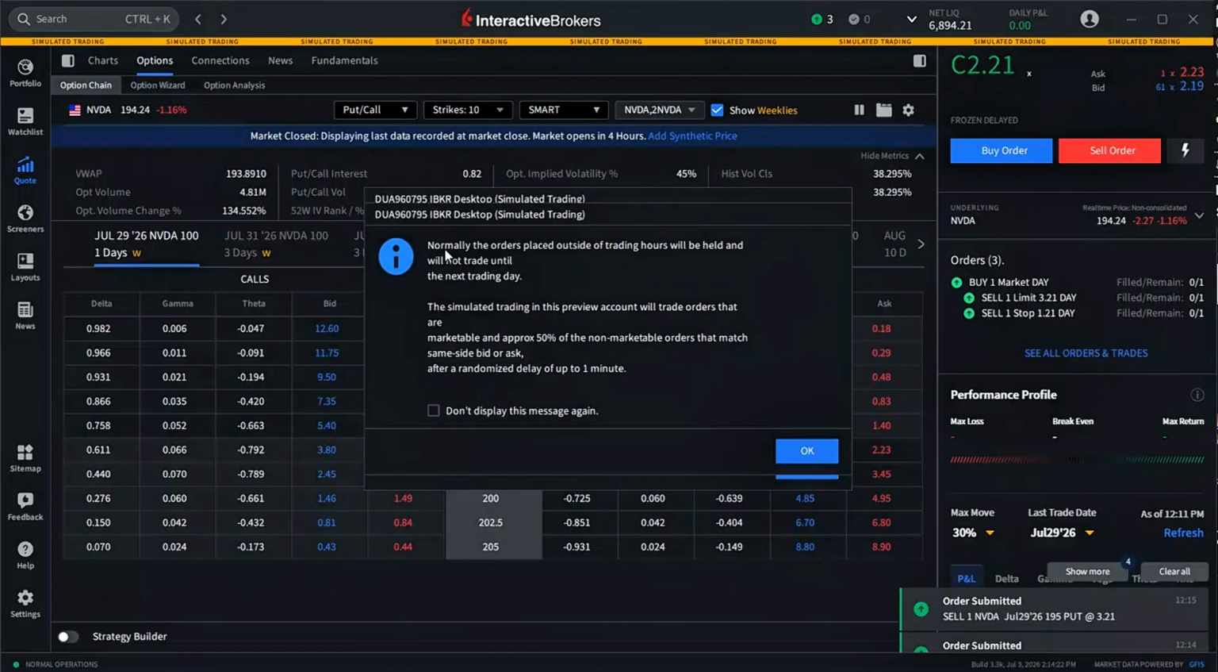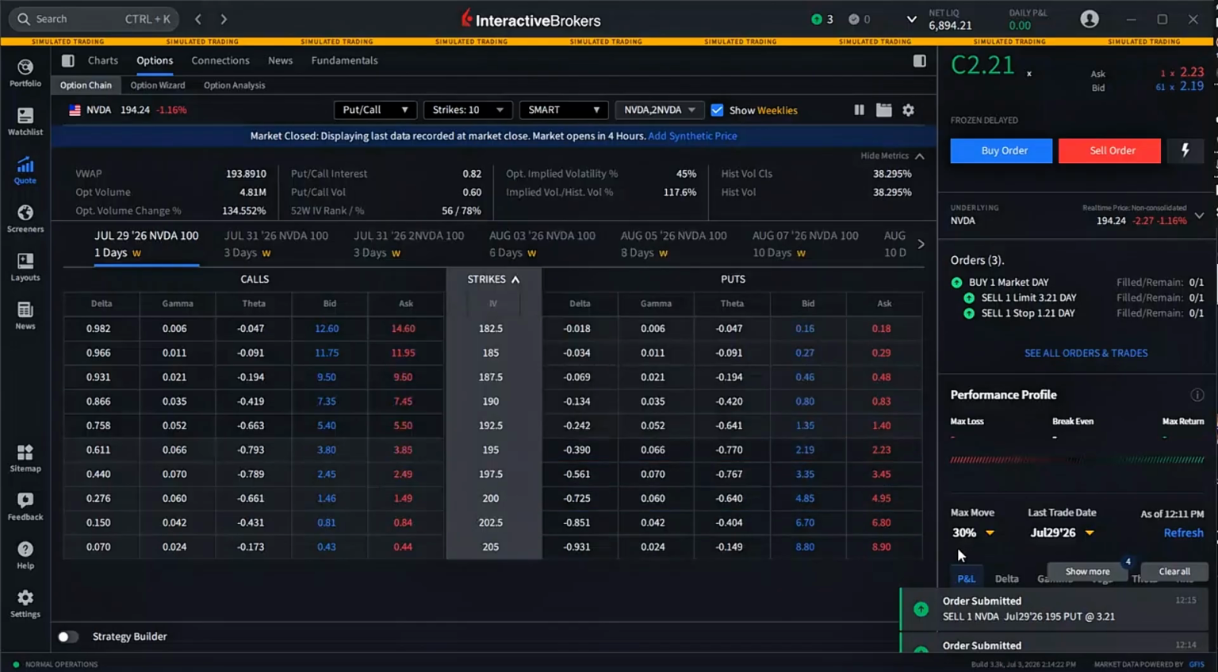And now I'm getting this notification because I'm placing this trade outside trading hours. Right now I am 4 hours behind trading hours, so it's going to be executed in about 4 hours 30 minutes. So I'm just going to click on OK. This order is currently on hold. It's going to be filled once the market opens. So that is how you can buy a call or a put and set your profit and your stop loss.